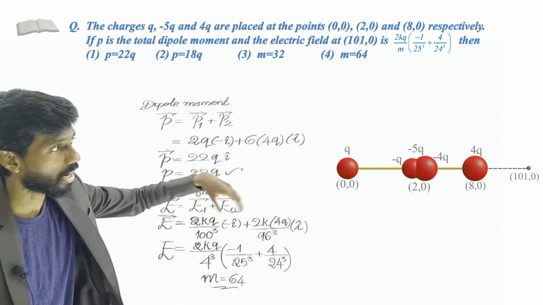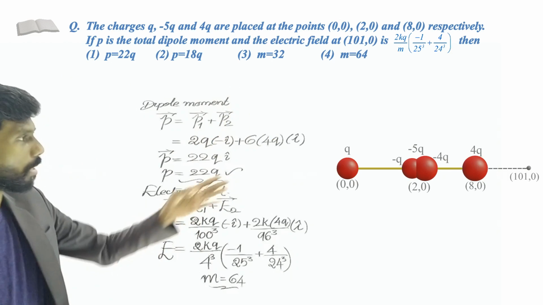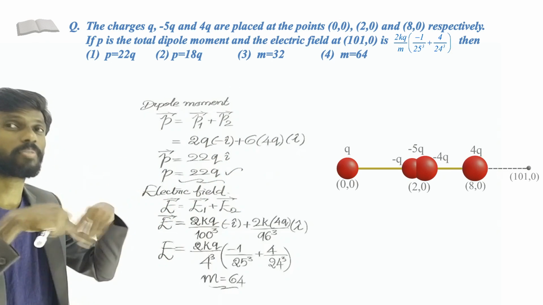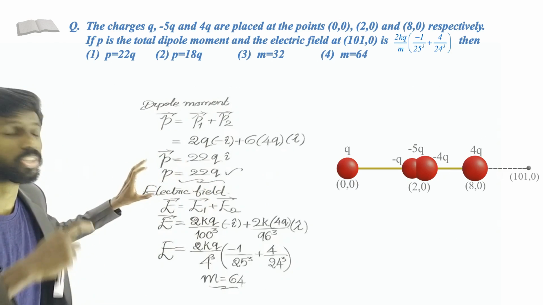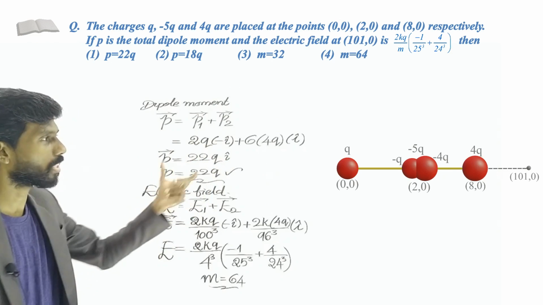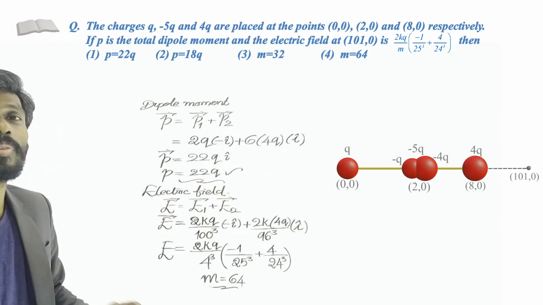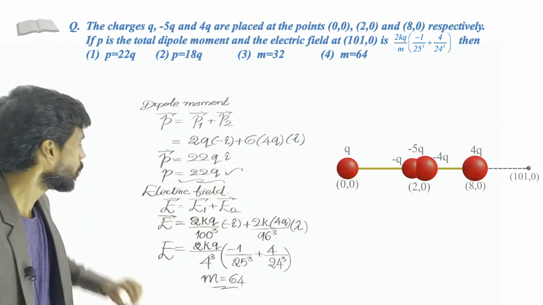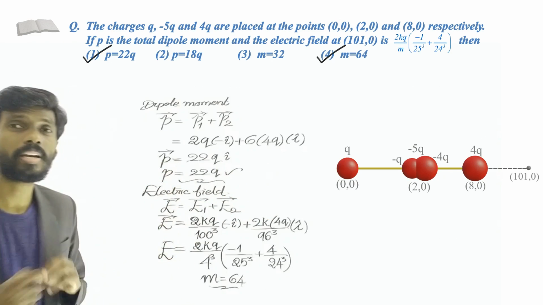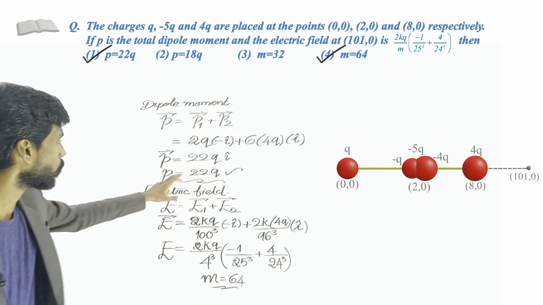Suppose instead of 100 you have some 10 or 8, then we can't use this formula, we have to use the general formula. This is the formula for short dipole because that distance is much bigger compared to the small distance 1 or 2, so that's why we've used this formula. Is that okay? So that's all. So this is the answer to the question, the value of m and also the total dipole moment. So that is this 22q.